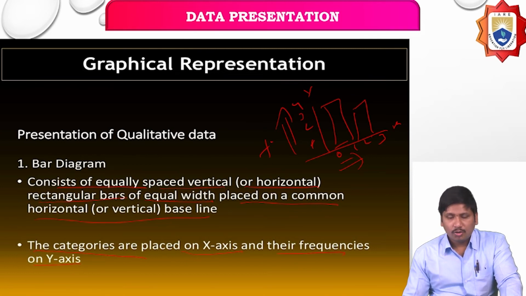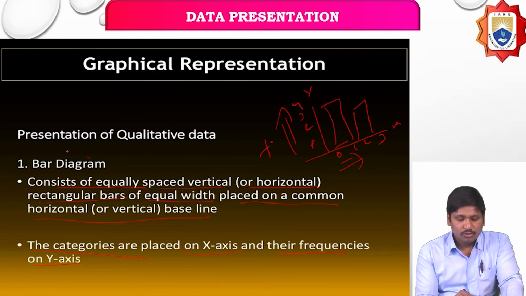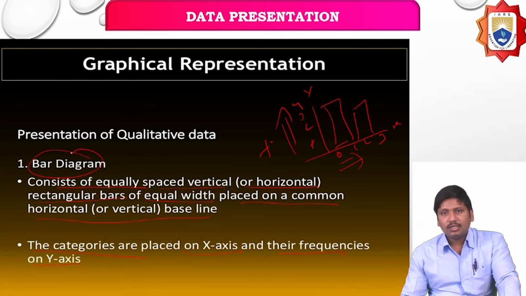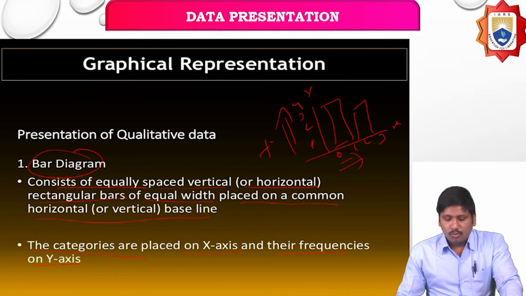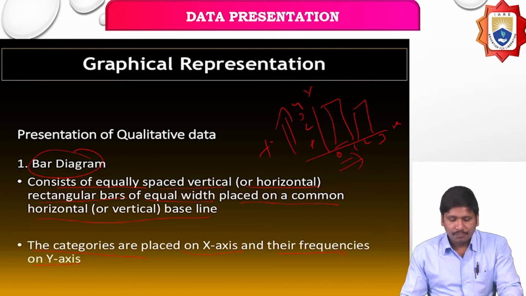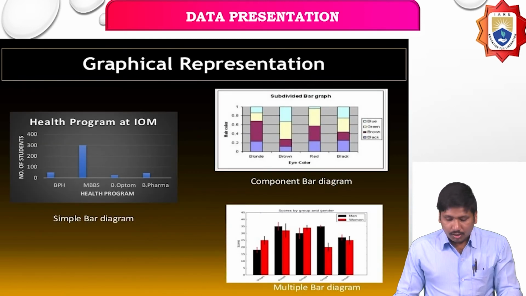So for presenting qualitative data, the very first one is the bar chart. The bar chart is a diagram which consists of several equally spaced vertical or horizontal rectangular bars of equal width, placed on a common horizontal baseline. The categories are placed on the x-axis, and the frequencies are placed on the y-axis. See, this is the simple view of the bar diagram.